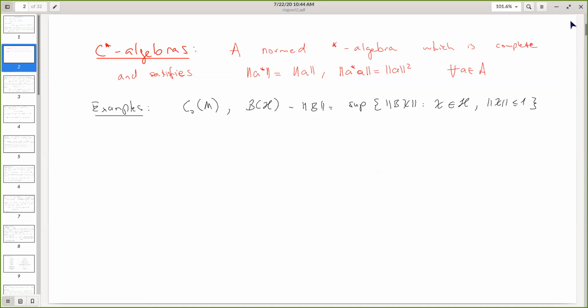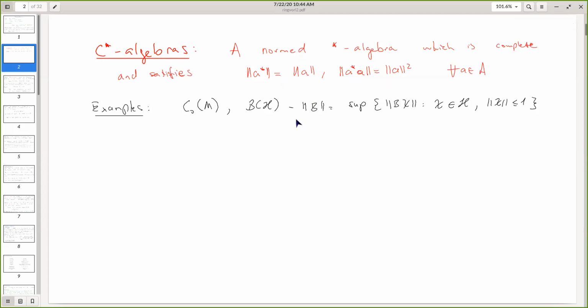A C-star algebra is a norm-star algebra, which means it's an algebra. As I said, an algebra is basically you have elements of some set, and you know how to multiply and add these elements such that they remain in that set. A star algebra is an algebra that has an involution, so some star, so A star star is equal to A, and so on. It has these nice properties. A norm star algebra is a star algebra that has a norm in addition and is complete under the norm. That is then called a Banach star algebra. And it is a C-star algebra if it satisfies that the norm of A star is equal to the norm of A, and the norm of A star A is equal to the norm of A squared, for all A in the algebra.